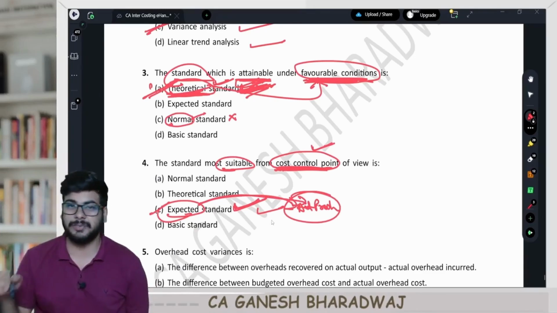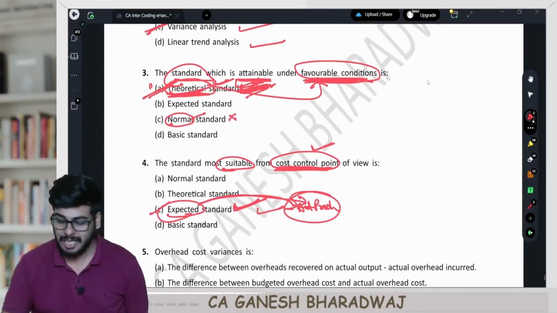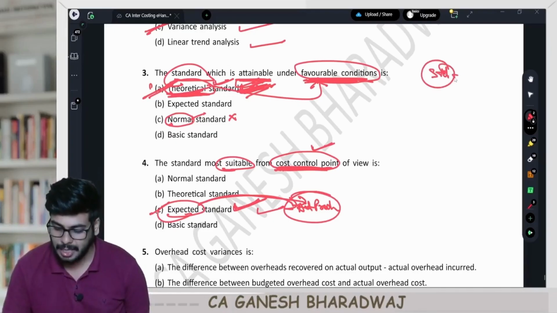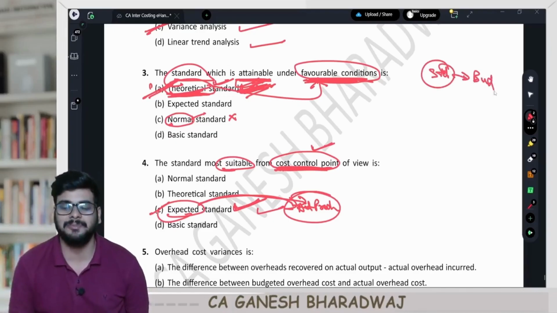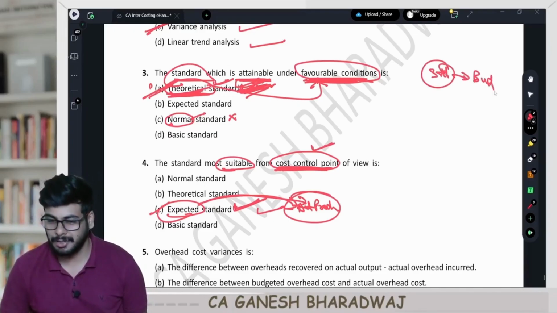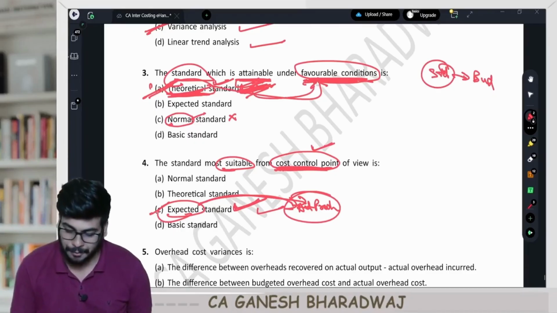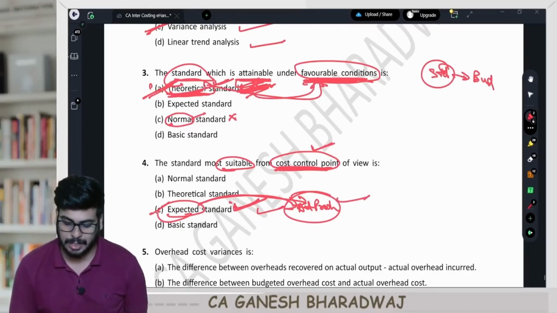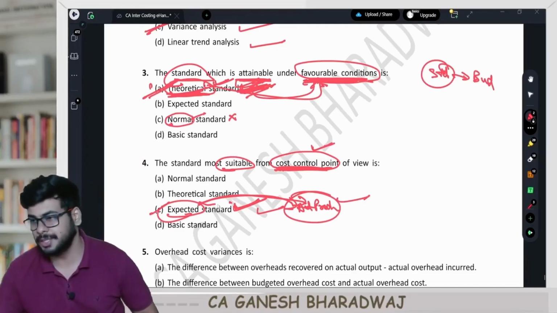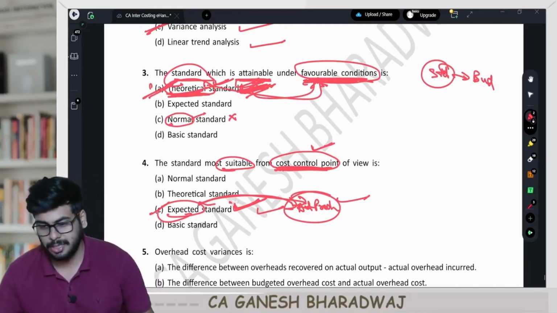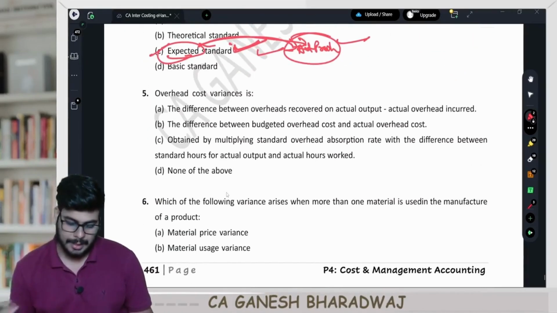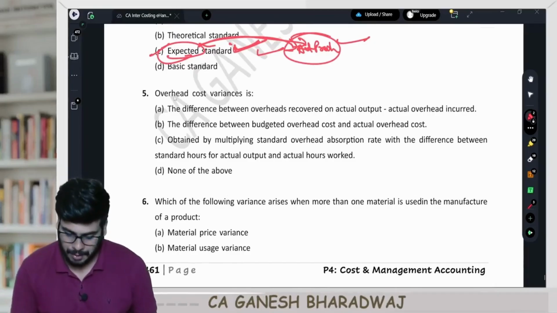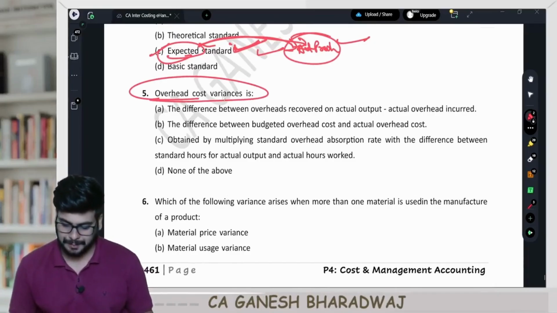Because of this confusion, in certain sums we saw, though they had used the word standard, we took it as budget. A standard prepared for a favorable condition is called a theoretical standard. A standard prepared for an actual condition is called an expected standard. Don't get confused here.